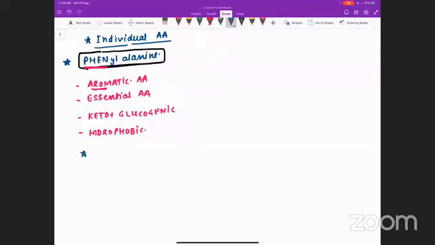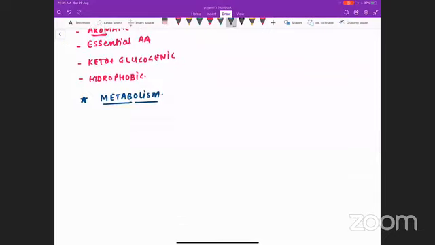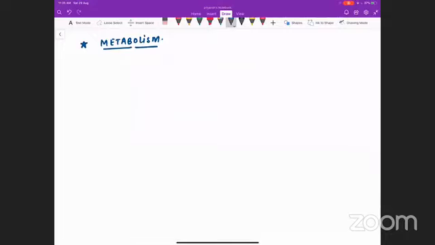When it comes to metabolism, see the metabolism of phenylalanine. If you have revised your notes of classification and general metabolism, then it will be very easy to understand the individual amino acid metabolism. See, what happens is phenylalanine can convert into tyrosine. When phenylalanine converts into tyrosine, we require an enzyme with the name of phenylalanine hydroxylase.